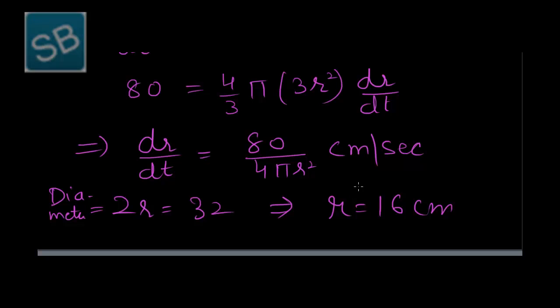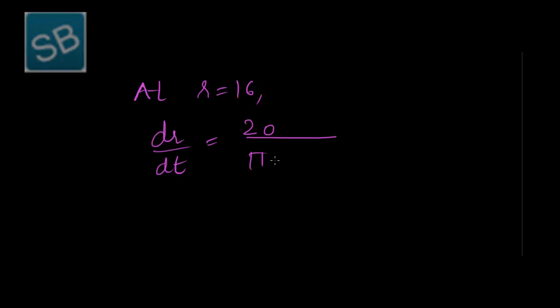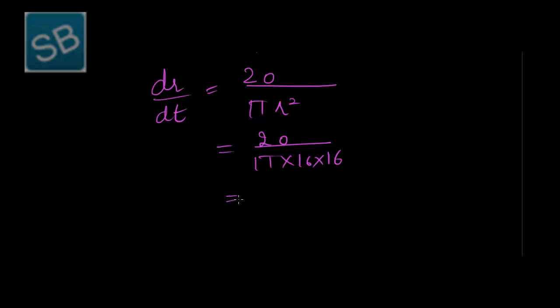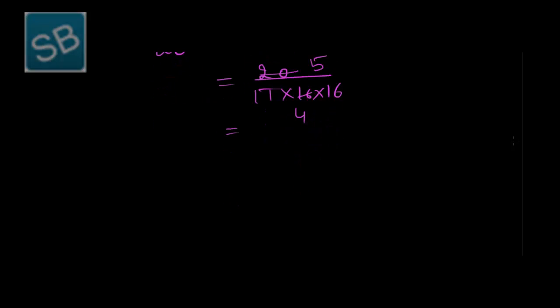That is when the radius is 16. So we are near to our solution. So at r is equal to 16, dr over dt is equal to 20 over pi r square, is equal to 20 over pi into 16 into 16. So add the table of 4: 4 4s are 16, 4 5s are 20. So that gives 5 over 16 into 4, 64 pi.